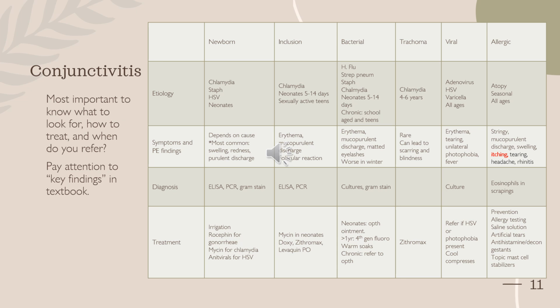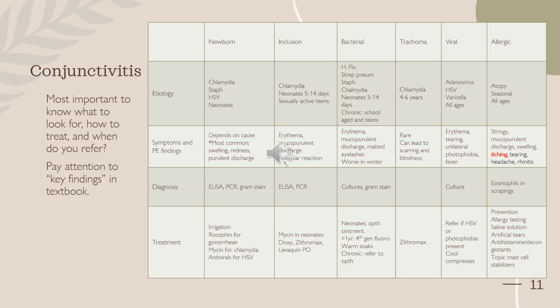Bacterial, we've all either experienced bacterial conjunctivitis or at least have seen it, and you can have bacterial conjunctivitis and chronic bacterial conjunctivitis. Okay, so the most common causes of bacterial are H. influenzae, strep pneumoniae, staph, chlamydia. You're going to see it more in neonates between 5 to 14 days old, and that's usually they're born to a mother that has chlamydia.